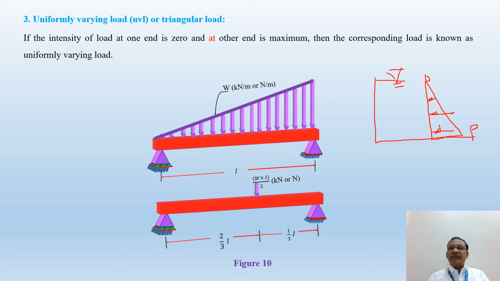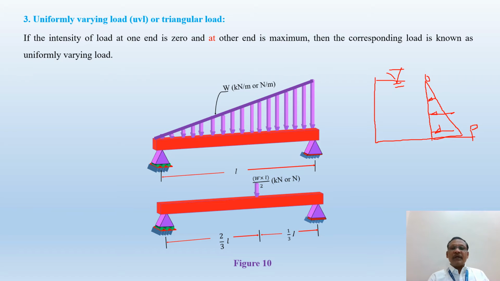Another simple example of this uniformly varying load is a retaining wall. When a wall is constructed and on the other side soil is raised or filled, the soil will create a triangular pressure. It is also known as a uniformly varying load. Uniformly varying load is expressed in kilonewton per meter or newton per meter. The unit of UDL and the uniformly varying load, UVL, is the same.